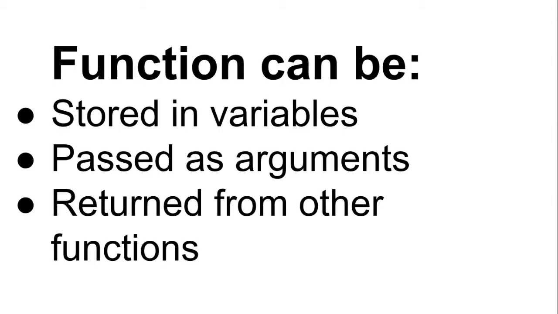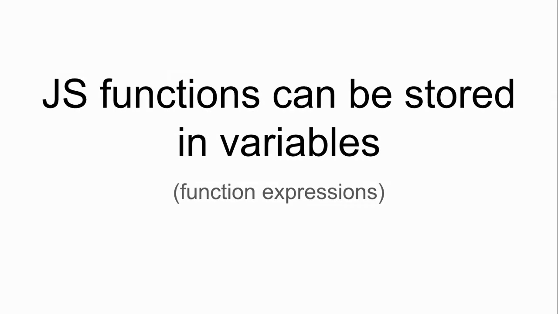JavaScript strings, for example, can be stored in a variable, can be passed as arguments, and can be returned from functions. And the same applies for JavaScript functions. JavaScript functions can be stored in variables, can be passed as arguments, and can be returned from functions. Let's see how JavaScript functions can be stored in variables in what's known as function expressions.